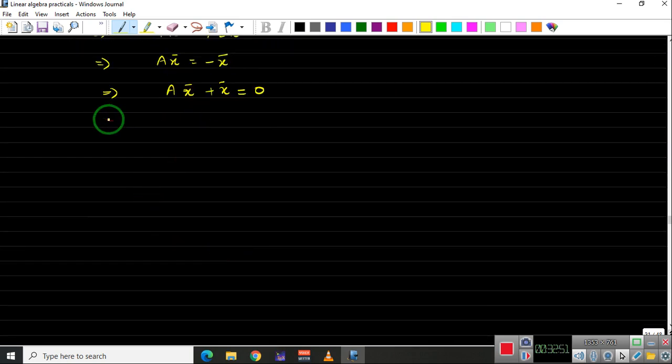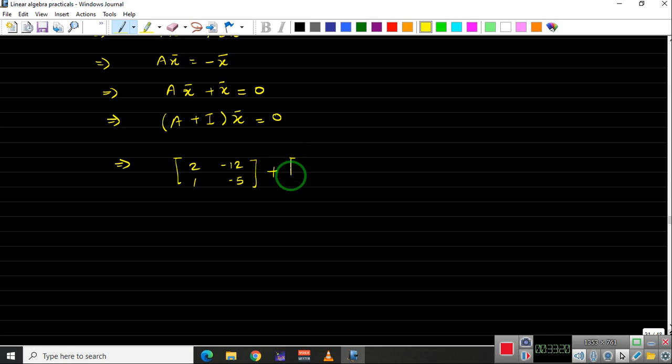This is another way of what I am showing. This will imply (A + I) x bar is equal to 0. So this will imply what we have: I is the identity matrix, and A we have 2, -12, 1, -5. So this is A, plus I, we know I is 1 0 0 1, this is the matrix, and x bar, we know x1 x2, is equal to 0.